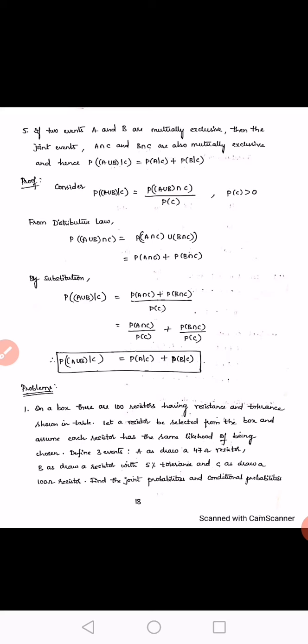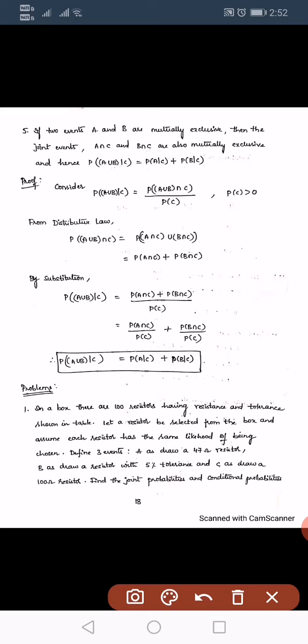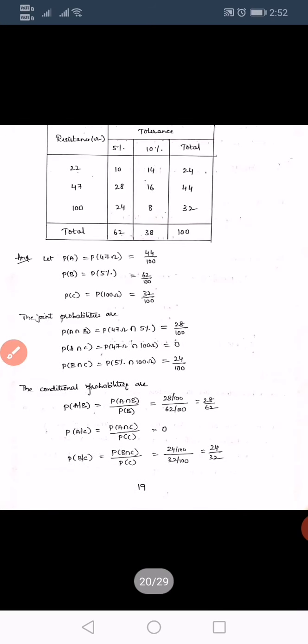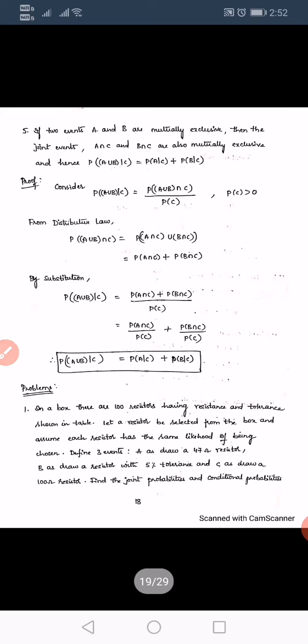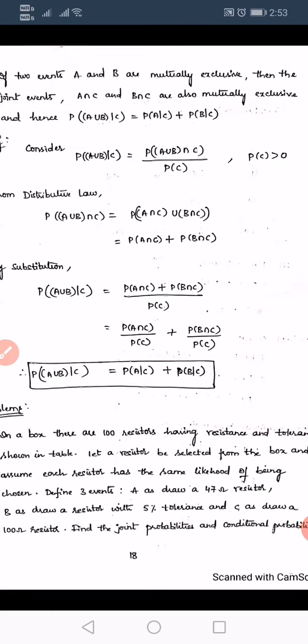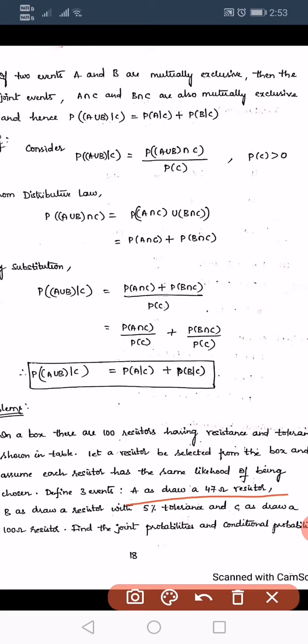Problems. The first one, understand the problem. In a box there are 100 resistors having resistance and tolerance as shown in the table. Here the table is given. Let a resistor be selected from the box and assume each resistor has the same likelihood of being chosen. Define three events: the first event A is drawing a 47 ohm resistor, B is drawing a resistor with 5% tolerance, and C is drawing a 100 ohm resistor.